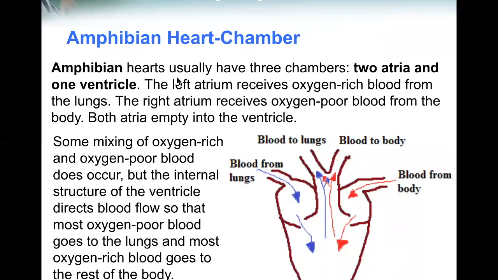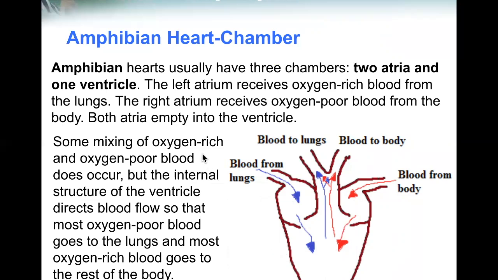Amphibian hearts usually have three chambers, two atria and one ventricle. The left atrium receives oxygen-rich blood from the lungs. The right atrium receives oxygen-poor blood from the body. Both atria empty into the ventricle. This atrium and this atrium both enter into one ventricle.